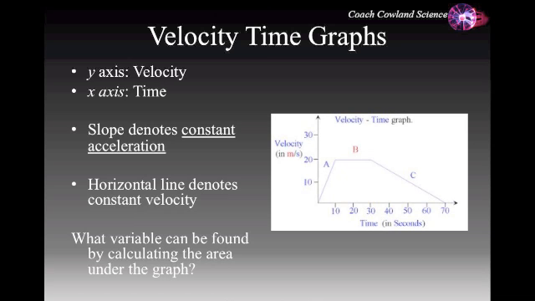The velocity is on the y-axis and the time is on the x-axis. Now, the slope denotes the acceleration and not the velocity. Any horizontal line shows a constant velocity.